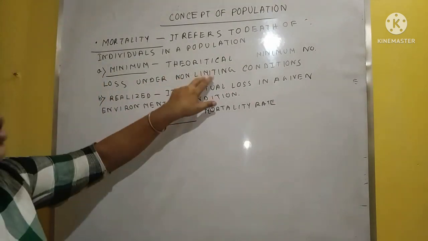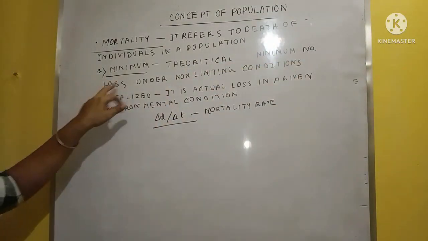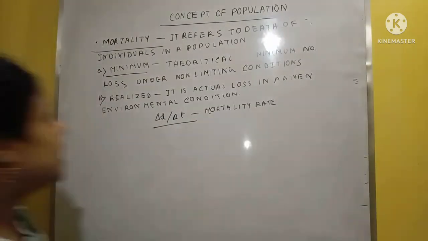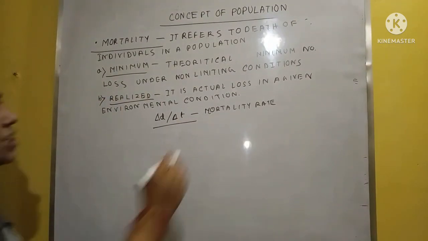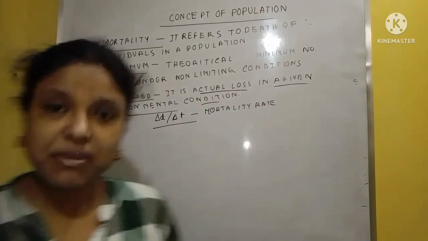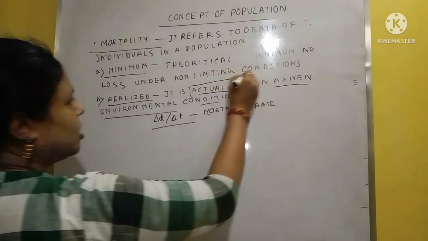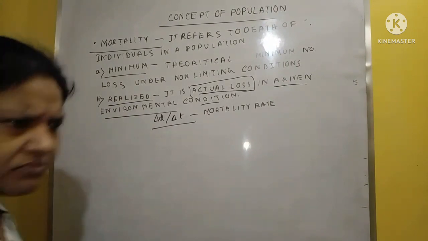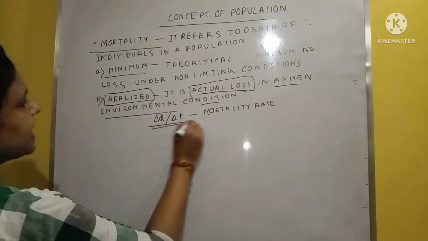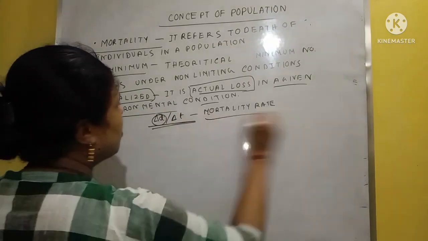This is a theoretical one and this is a practical one. The theoretical minimum is the minimum loss under non-limiting conditions, and this other one is the realized: the actual loss in given environmental conditions, which may be favorable or non-favorable depending on the environment. The actual death of individuals is the realized mortality rate, expressed as delta D by delta t, D for death, by delta t. This is called the mortality rate.